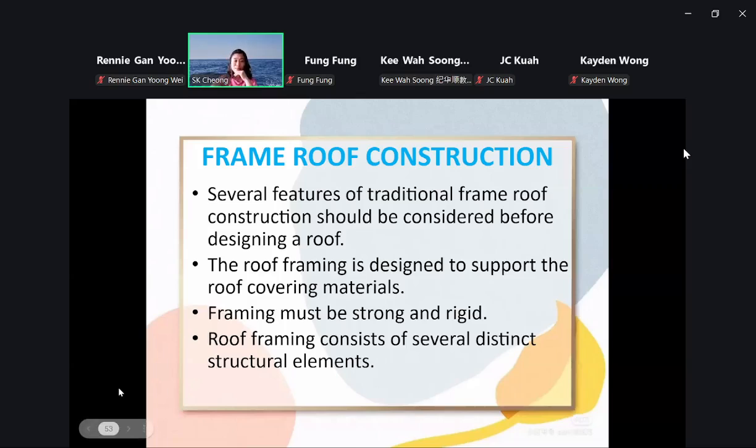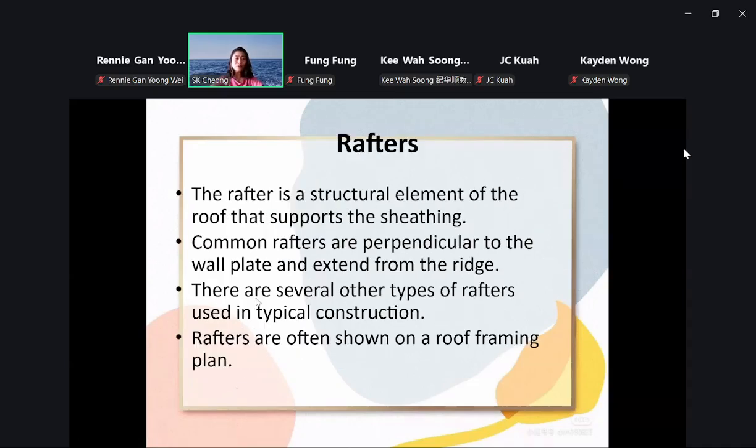So what are the elements of the frame? You know the structural frame of a building is columns, and then beams, and then columns, and then floor beams, whatever, right? How about the frame of a roof? So the first member is called rafters. The rafter is a structural element of the roof that supports the sheathing.